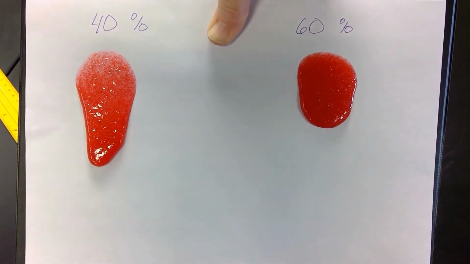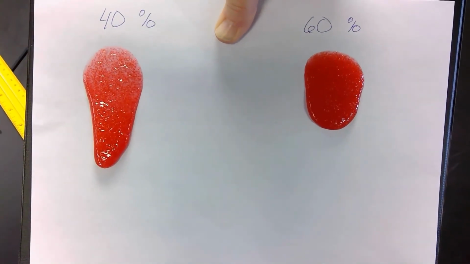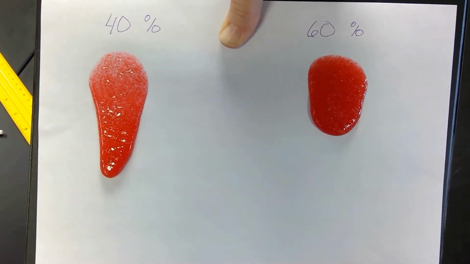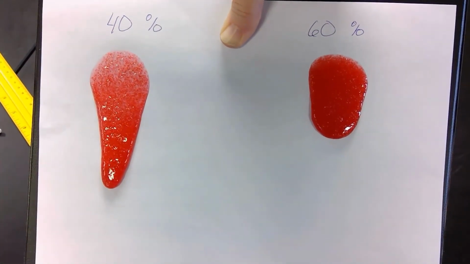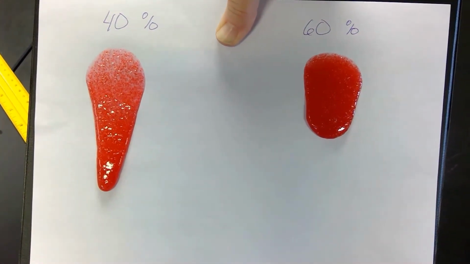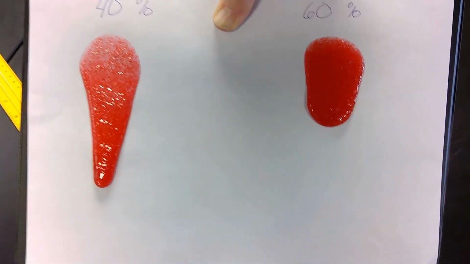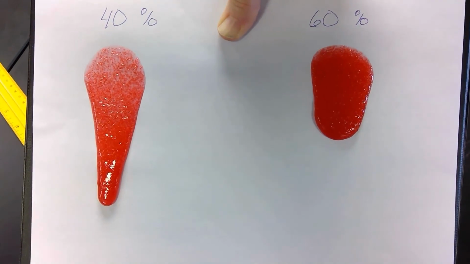So the thicker something is, the less it's going to flow. You can see the 40 is flowing better, the 60 is wanting to just kind of sit there. So the 40 has a lower viscosity, the 60 has a higher viscosity, and that affects how well blood flows.